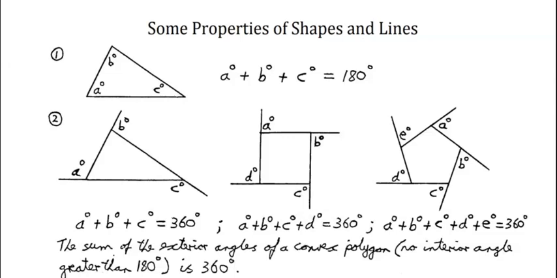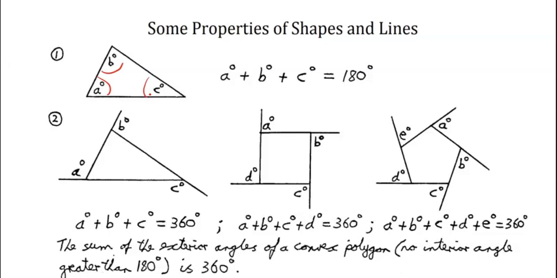This video will look at some of the properties of shapes and lines. Okay, so to begin with, let's start with some of the simplest, and that's the angle sum of a triangle. ABC here, angle A, B and C, adding up to 180 degrees.